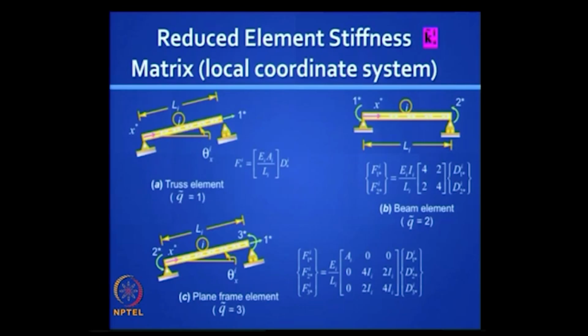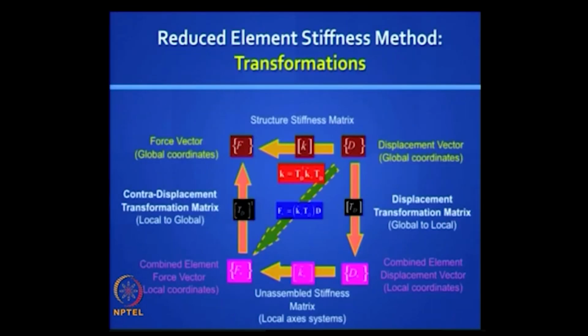You can use it for a truss element, you have 1 degree of freedom. You can use it for a beam element, 2 degrees of freedom. You can use it for a plane frame element, 3 degrees of freedom, and so on. Okay. We are now looking at applications to axial systems. This slide again is familiar to you.